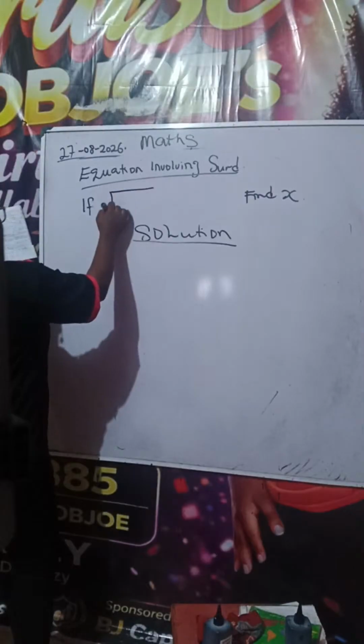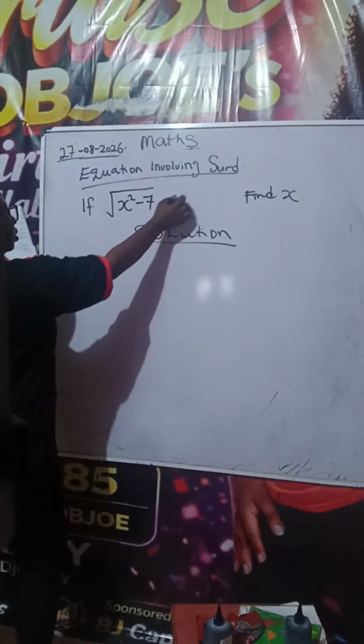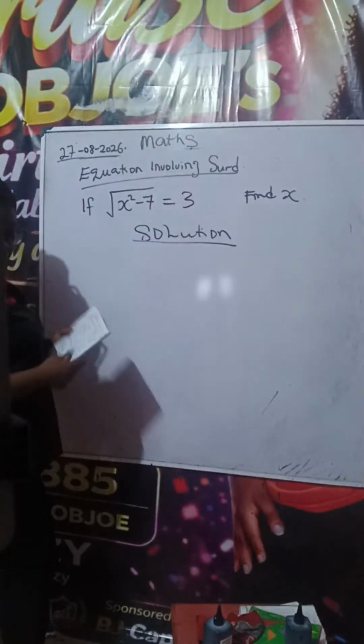So we have this. Now we have root of s squared minus 7 equals 3. So you can check it.